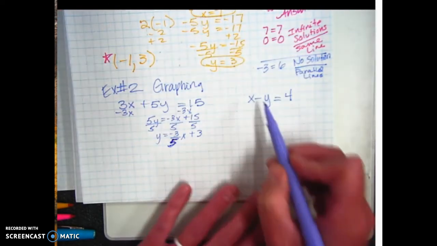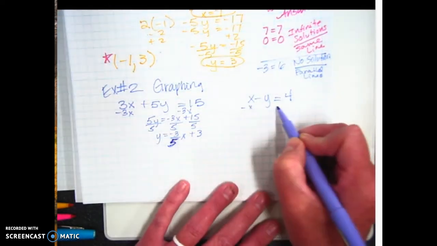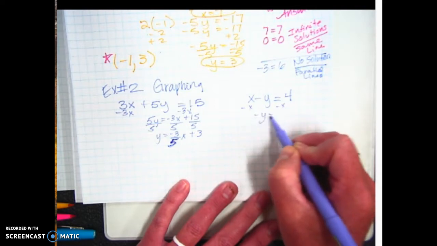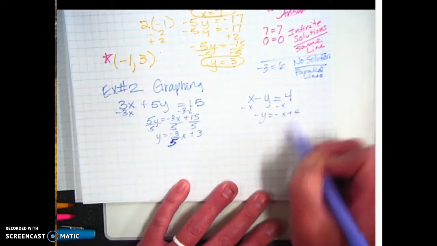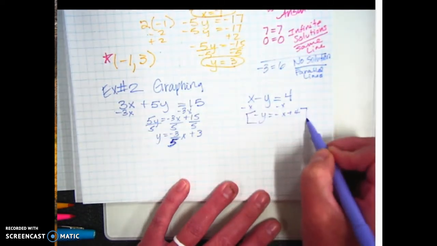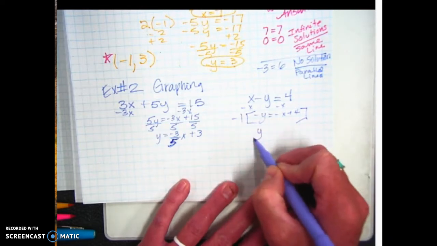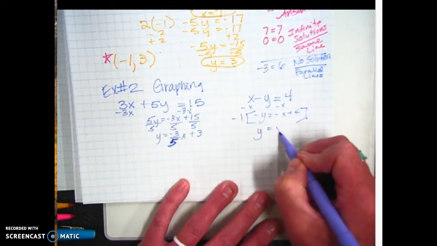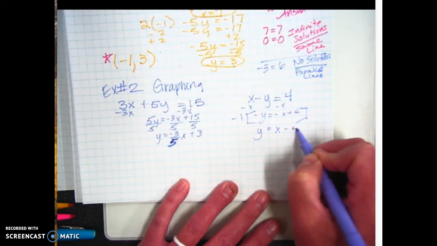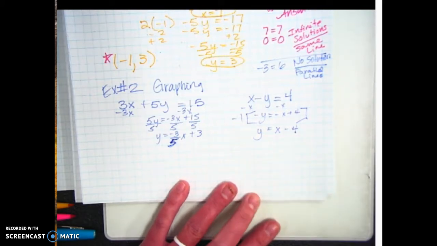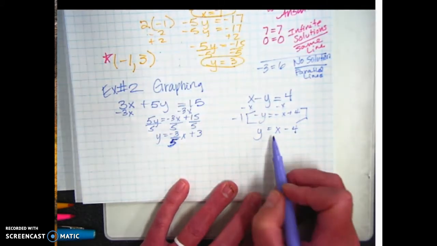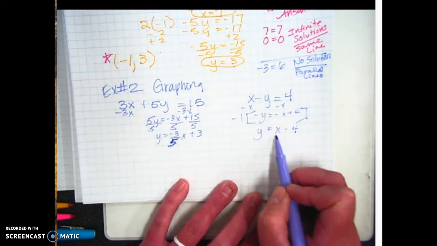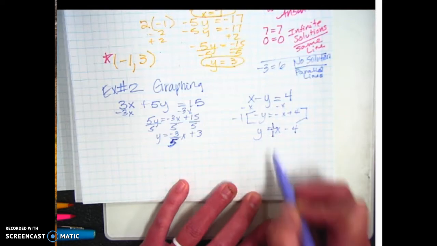Okay. Second one's a little bit easier. Subtract the x. Get -y equals -x plus 4. Multiply everything by -1. So we get positive y equals positive x minus 4. So what's the slope going to be on this one right here? 1 over 1. Okay.